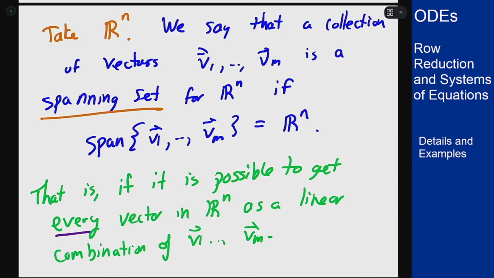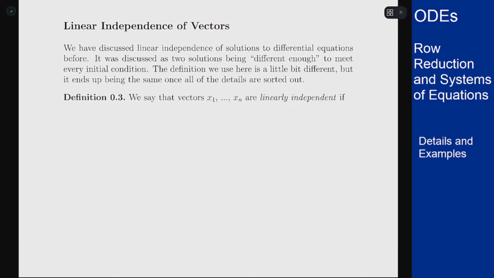For now, though, we want to take this in a slightly different direction. And that's the idea of linear independence. So we talked about this term a little bit before, but kind of indirectly in talking about second-order equations and how to find solutions to them. We want things to be different enough to make things work out nicely. Now I want to have a concrete idea of what we mean by different enough.